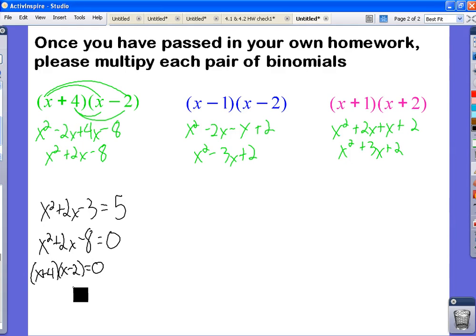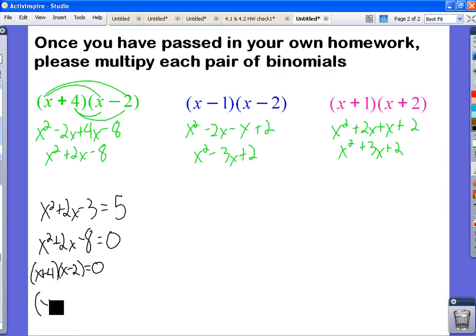What numbers would cause it to be 0? Yep. And 2. Right? Negative 4 and 2. If you put a negative 4 in here, then this becomes 0. And 0 times anything is 0. And if this is 0, then 0 times anything is 0. So it makes it real simple.